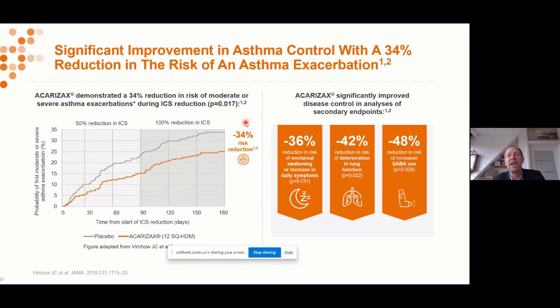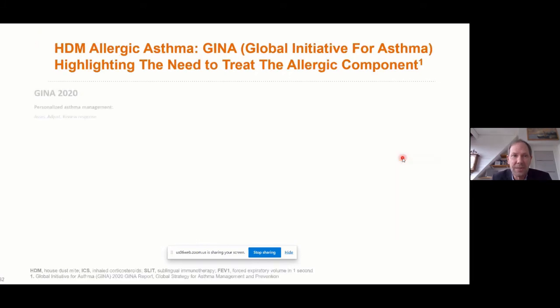And how is this reflected again into clinical symptoms? The first thing is the patients sleep better, meaning we have a reduction in the risk of nocturnal awakening, meaning better sleep. It's significant. You have a decreased risk of a deterioration of lung function, meaning lung function improves, also significant. And you also have a reduced risk of using SABA, meaning the patients need less SABA, need less asthma medication. So this is something really clinically relevant for the patients.